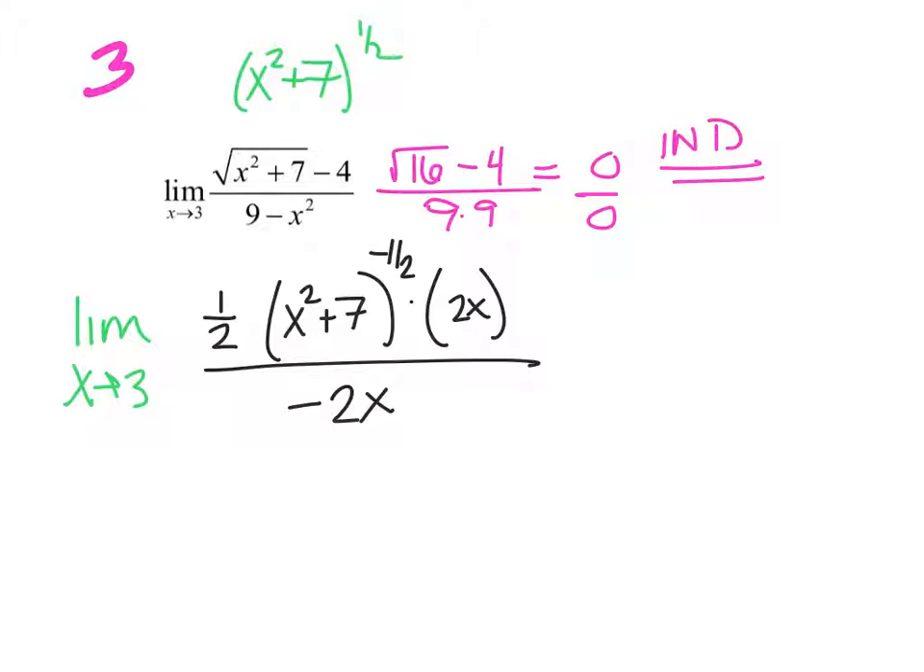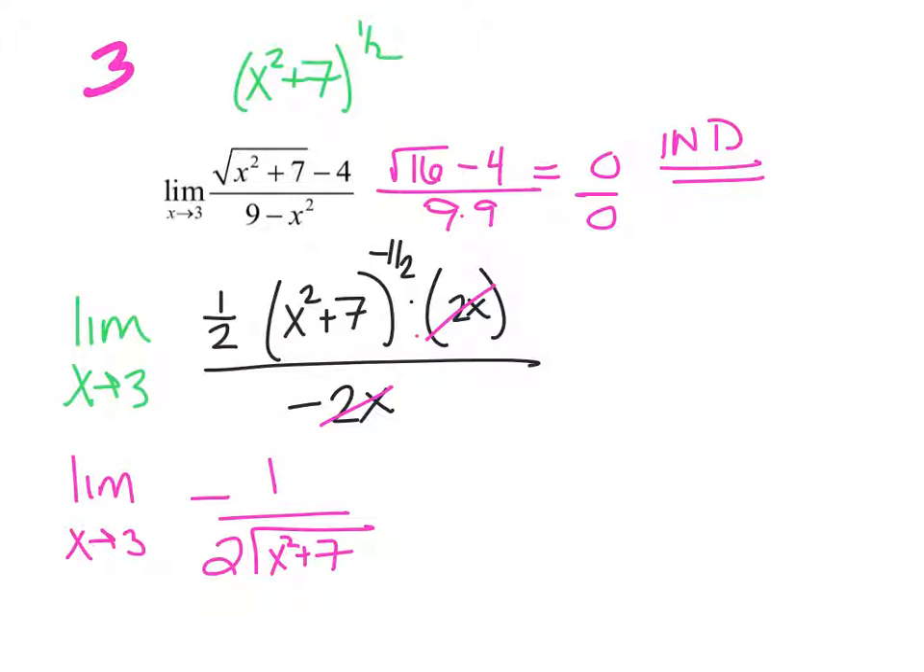Okay, and I'm going to try to clean this up as best I can. You'll notice that the 2x, because this is all one term, they're all being multiplied, it's one term, I can cancel this 2x with this 2x. So I'm going to say I have the limit as x approaches 3. I'm just going to move this negative here up to the top, of negative 1 over 2 radical x squared plus 7.